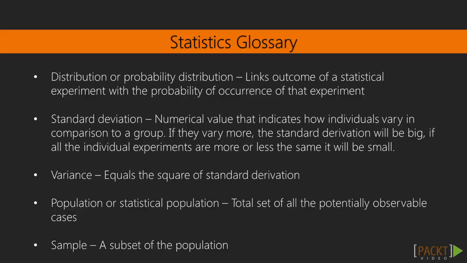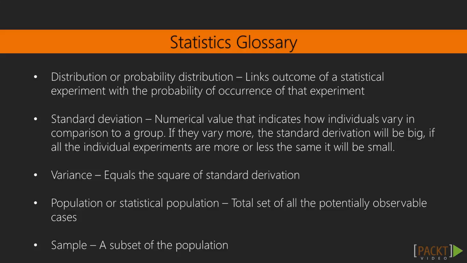To refresh our statistical knowledge, here's a little glossary we will use in this and the following sections. Distribution or probability distribution. This links the outcome of a statistical experiment with the probability of occurrence of that experiment. Standard deviation. This is a numerical value that indicates how individuals vary in comparison to a group. If they vary more, the standard deviation will be big. And in the opposite condition, if all the individual experiments are more or less the same across the whole group, the standard deviation will be small. Variance. This equals the square of standard deviation.